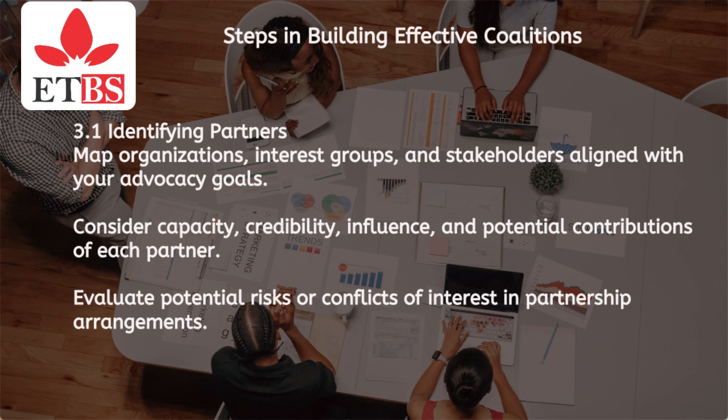3.3 Governance and decision-making. Define structure, leadership roles, and decision-making processes for coalition management. Establish mechanisms for conflict resolution, accountability, and transparency. Ensure inclusive participation from all partners with equal access to information and opportunities.